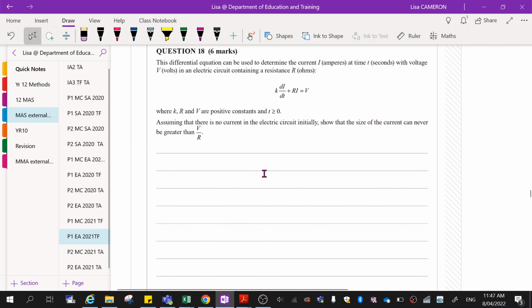Okay, so question 18, definitely the hardest question that we had by far so far. When you read through it, the important information to pull out is that when time is equal to 0, I is also equal to 0. And the other important information is that we are going to be proving that I is always going to be less than V divided by R.